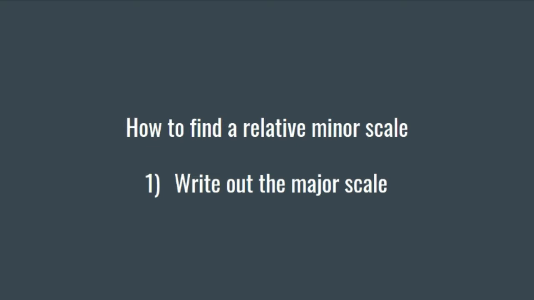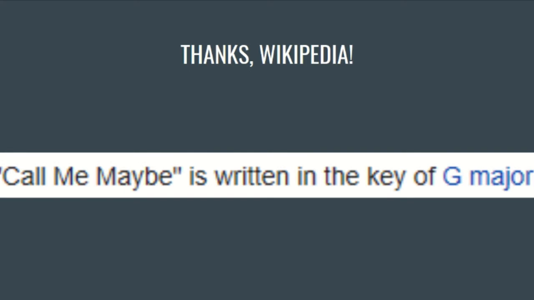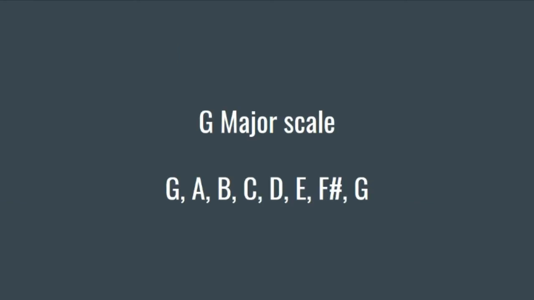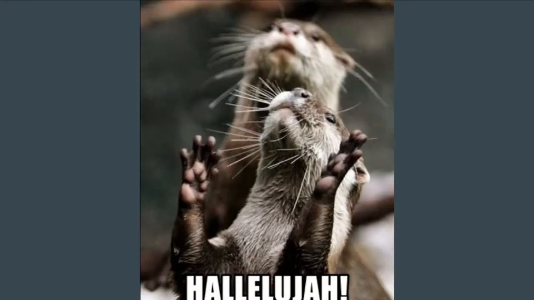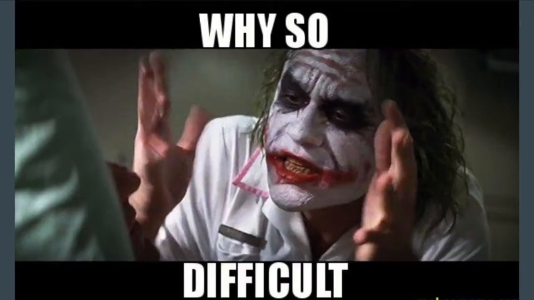To find it, first you just take the major scale. Call Me Maybe is written in the key of G major, or at least that's what Wikipedia tells me, so its scale looks like this. Then you take the sixth note of that scale, the la solfege, in our case it's E, and you make that the tonic, or first, note. And that is all you do. You don't change any sharps or flats, that's literally all you have to do. You now have yourself an E minor scale, hallelujah, except relative minors are actually stupidly complicated to transpose.